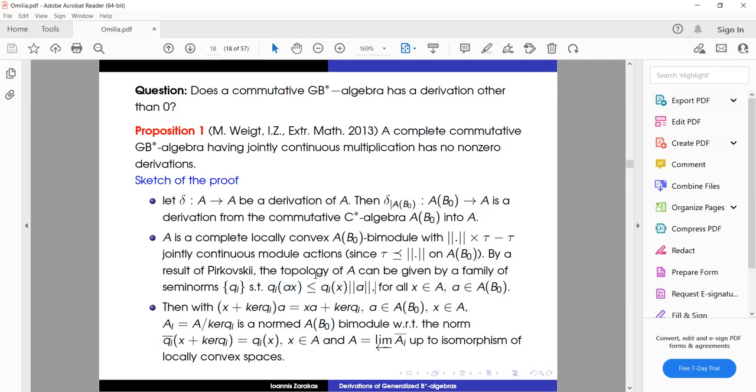And why am I saying this is crucial? Because this continuity condition is very nice in the sense that it keeps the same seminorm, Qi, on both sides of our continuity inequality. And of course, this permits us to work on the quotient, to take alpha I, the quotient of alpha with respect to the kernel of the seminorm Qi. This is a normed AB0 bimodule. And with respect to alpha I, we can have a representation of alpha, up to isomorphism of locally convex spaces, with the inverse limit of alpha I bar, where alpha I bar is the completion of the normed module alpha I with respect to the norm Qi bar.